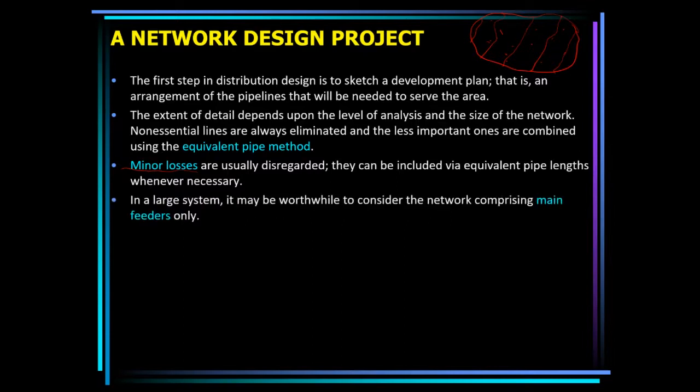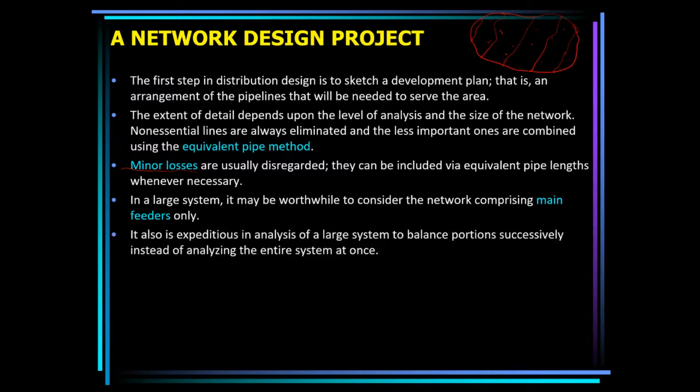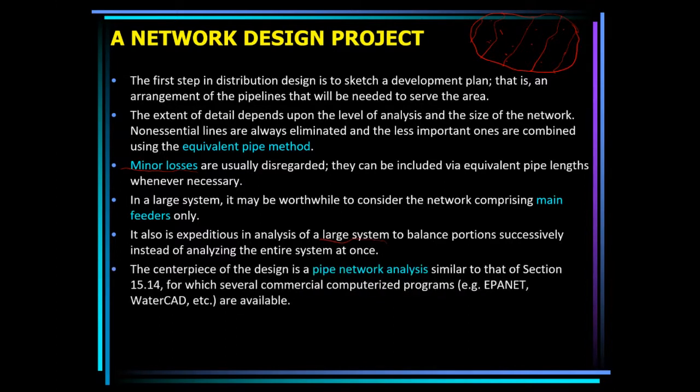And in a large system, it may be worthwhile to consider the network comprising main feeders only. For design purposes, we normally design the main lines, the mains. It is also expeditious in analysis of a large system to balance portions successively instead of analyzing the entire system at once. So you balance portions, most especially for a large system, meaning you segregate, you divide it into different portions and analyze them separately.